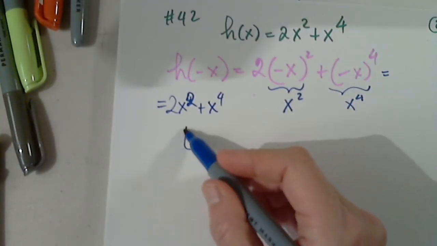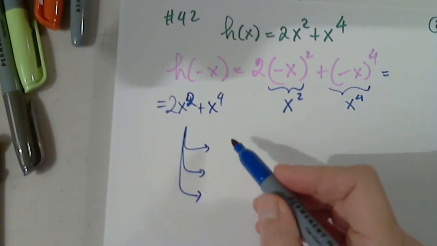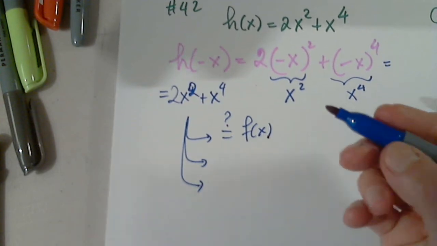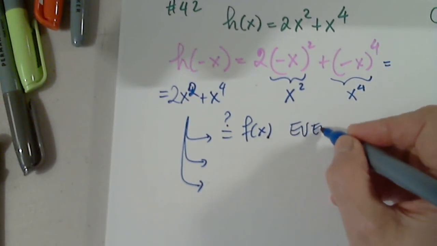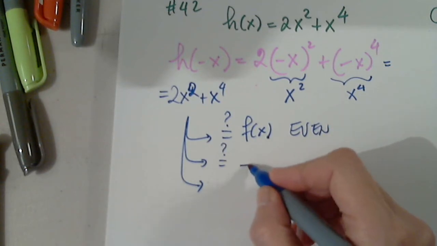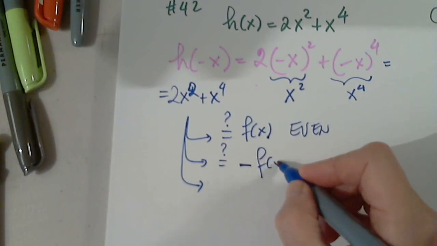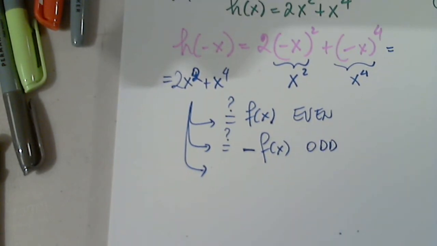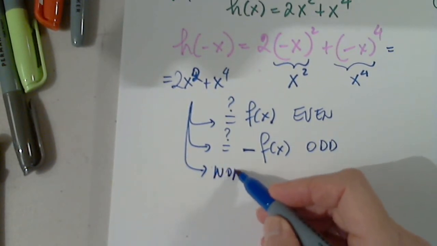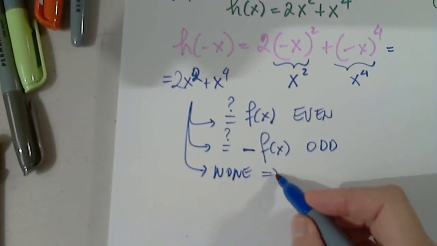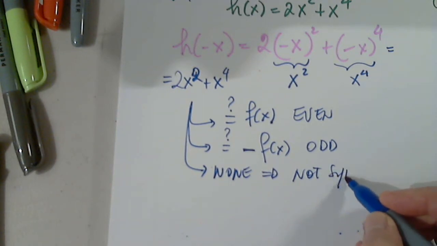Now I'm asking myself basically three questions. Does this equal the original function? If it does, I will say it's an even function. If it's not, then I'm asking myself, does it equal the opposite of the original function? If it does, I will say it's odd. And if it's none of the above, then I will say the function is not symmetric.